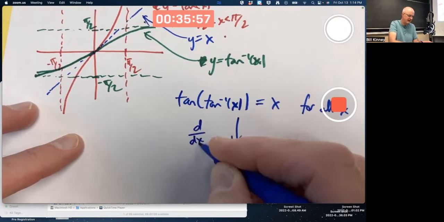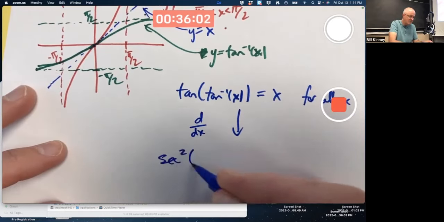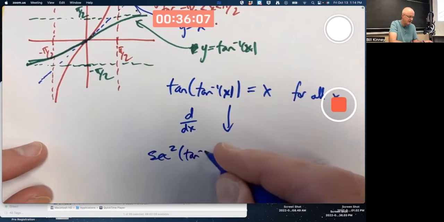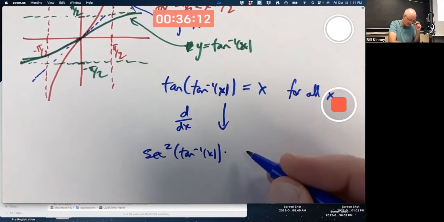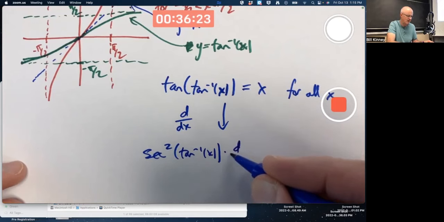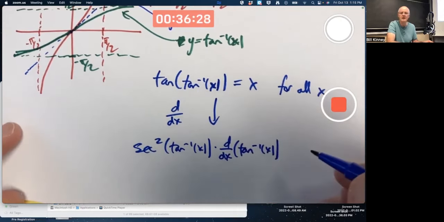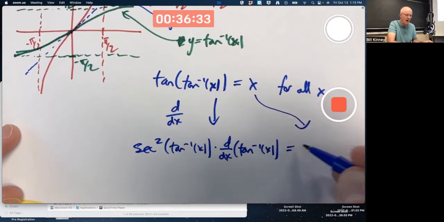Take the derivative of both sides. Derivative of tangent is secant squared. I'm using the chain rule. Plug in the inside function. Multiply times the derivative of the inside function. Oh no, what do I do? That would be the derivative that I'm trying to find in the first place. Well, we don't know it, so just write it like this. And wait a minute, the right side's easy to differentiate. 1.